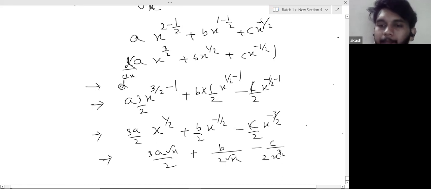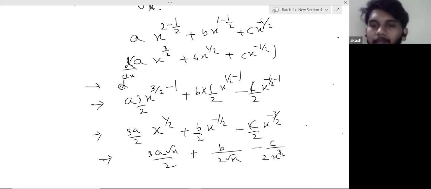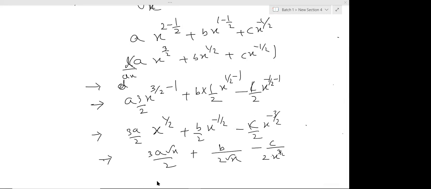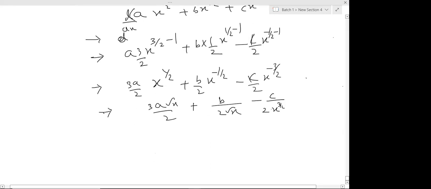Is this clear? Note it down. The next question: differentiate under root x plus 1 upon under root x, whole square. Differentiate this one.